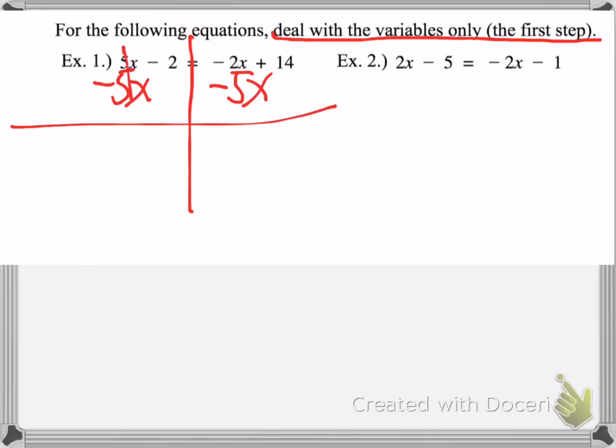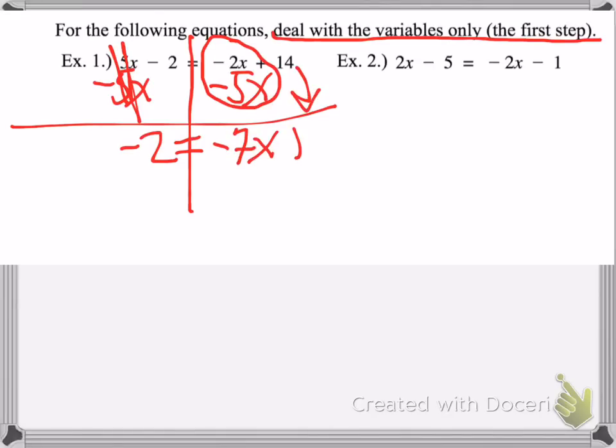5x minus 5x over here, that cancels, and we're left with negative 2. Then over here I have negative 2x and negative 5x. Those combine to give me negative 7x, and then we still have that plus 14. So now it's set up like a two-step equation. We're used to that, so we're good to go. Okay, and we're only doing the first step.